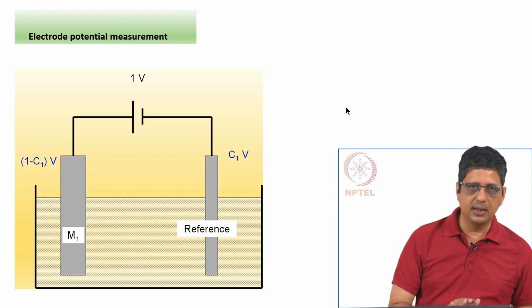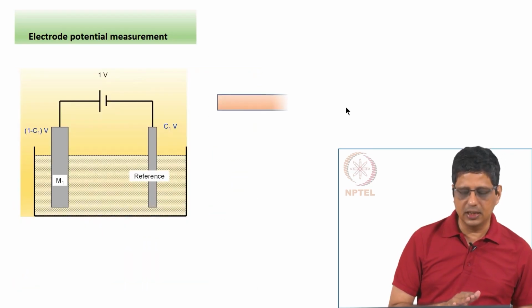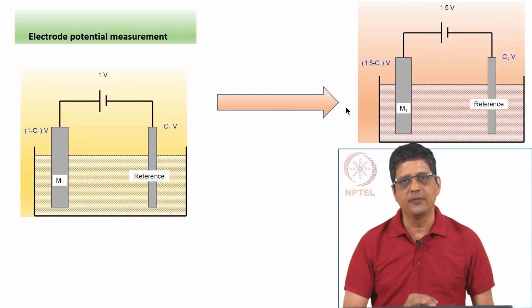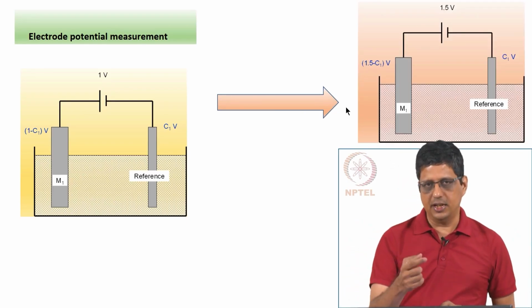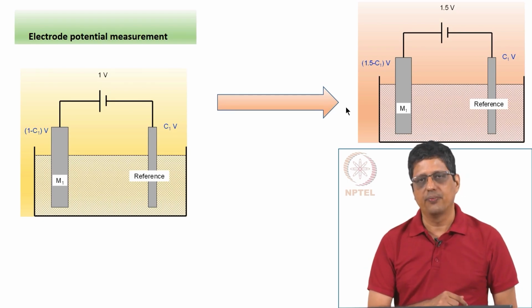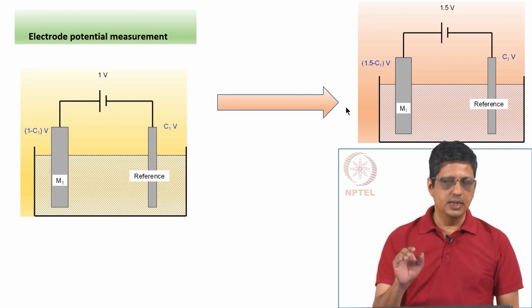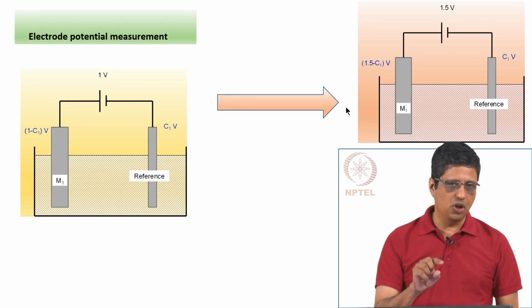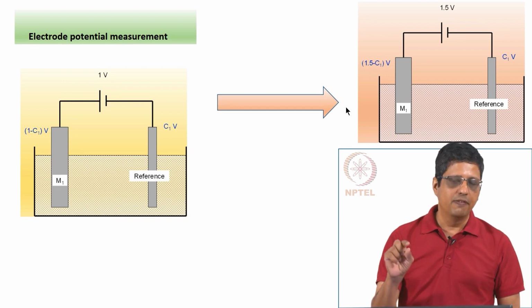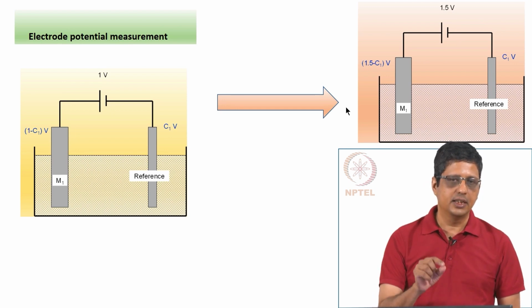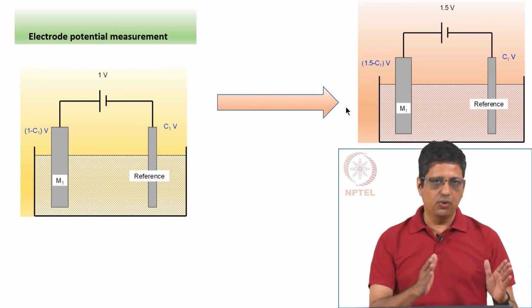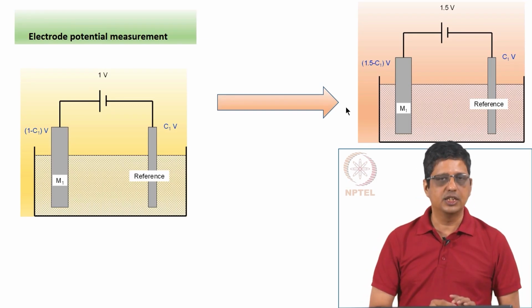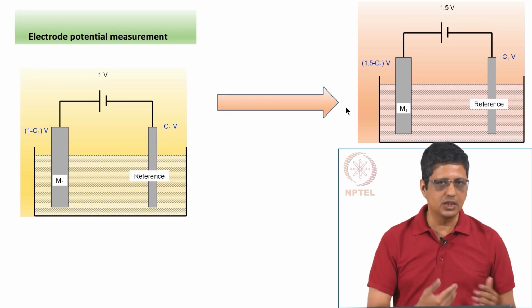However, if I apply a slightly different voltage, if I change the voltage and make it 1.5 volts across these two electrodes, I can guarantee that the additional 0.5 volt drop will occur only at the working electrode. So, this is useful, although I can't tell exactly how much is the potential drop across an electrode. When I change the potential, I can say this is the change in the potential across this electrode. Therefore, any change in the current, I can assign it to that change in potential. So, now I can make some sense out of this system.